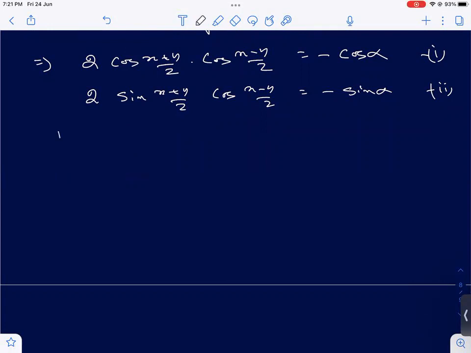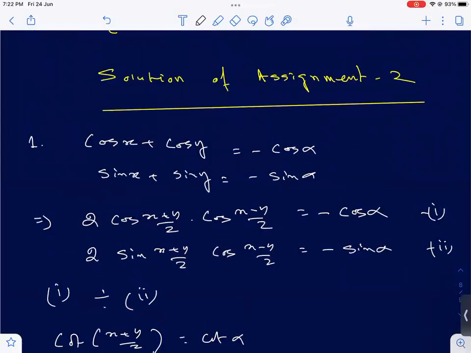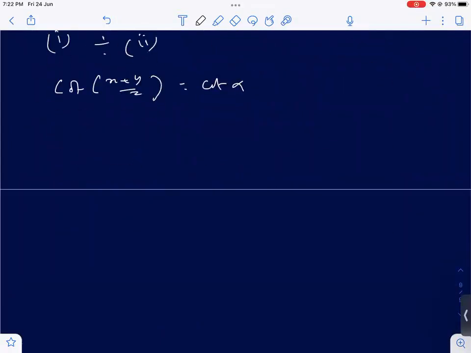So dividing 1 by 2. We are getting here, just simple, if we divide, cos (x minus y)/2 is getting cancelled. And we are getting cos, just directly 1 by 2, cos portion, cos (x minus 2y)/2 is common, it's getting cancelled. And we're getting cot. Therefore, cot (x plus y)/2 on the right hand side, if we divide, we are getting the cot of. So option number C.